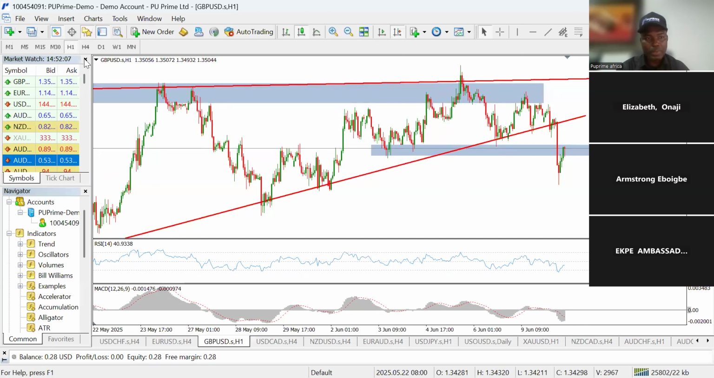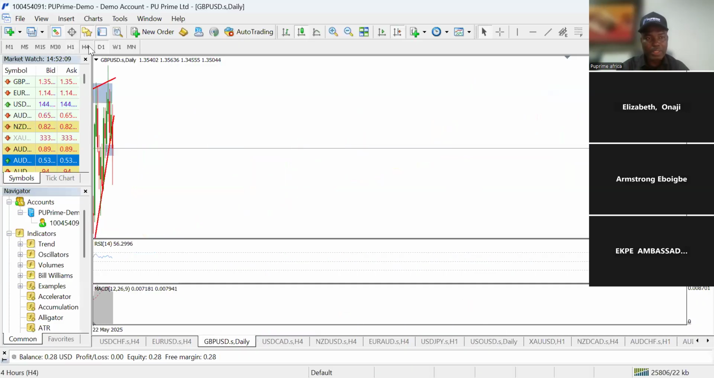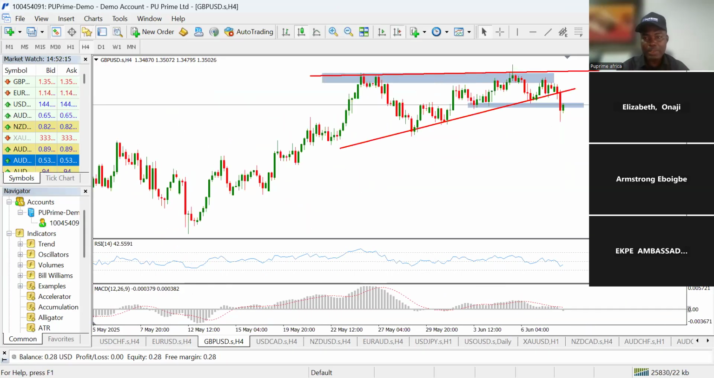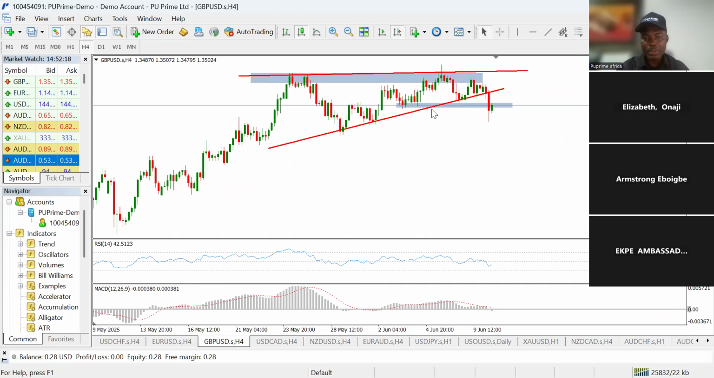All right, so this is GBP USD. On the 4-hour time frame, you can see that there's a kind of a rising wedge pattern, and price already broke it downwards. Price broke the support zone also, but currently price is retesting that support as a resistance. So if price doesn't go back much, then we should expect possibly a continuation in the bearish direction.